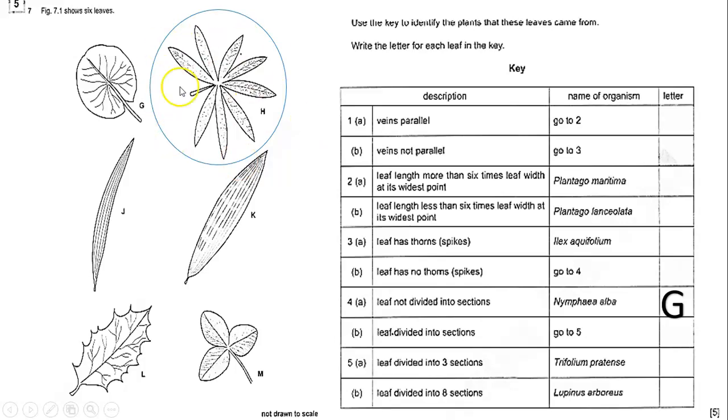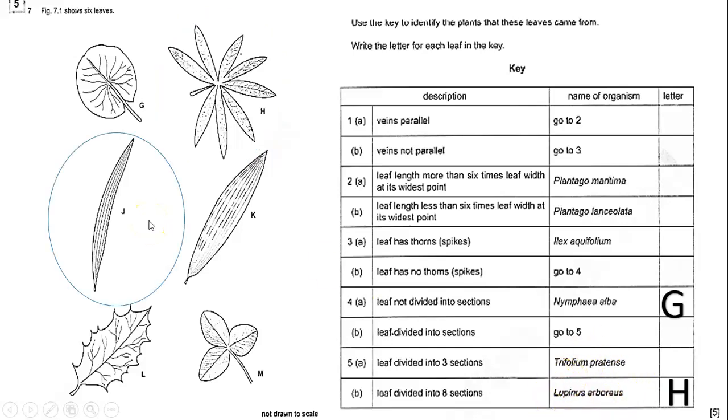Leaf H, as you see here, we will start looking at the questions again. Parallel, not parallel. Actually, they are not parallel. So we will go to question number 3. Has spikes, no spikes, as you see. No spikes here. So these are spikes. This leaf does not have any spikes. So we'll go to question number 4. Not divided into sections. Actually, no, it is divided into sections. So we will go to 5. And then, does it have 3 sections or 8 sections? 3 sections, no, 8 if you count them. So we know that this is number H, genus again, and species.